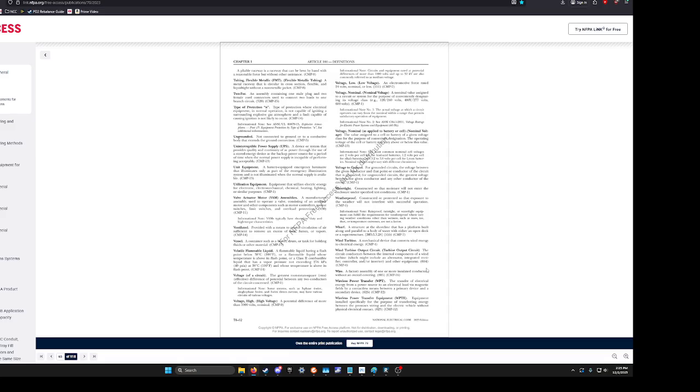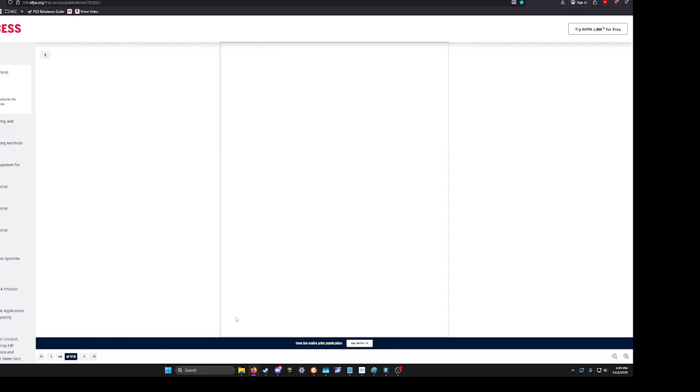Weatherproof. I do not have weatherproof highlighted. Not sure if that's correct or not, but constructed or protected so that exposure to the weather will not interfere with the successful operation. So, for example, an outside outlet needs to be weatherproof, I believe. No, it has to be weather resistant, but it's something like that. Anyways.